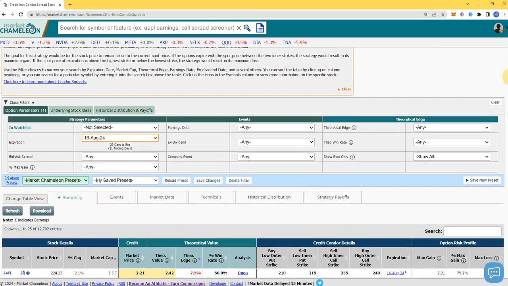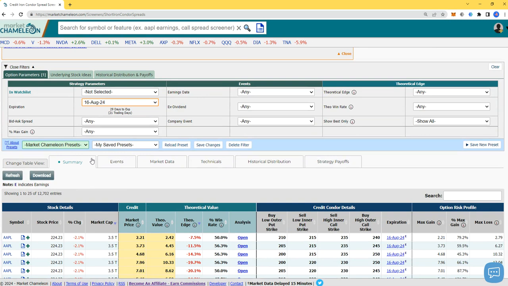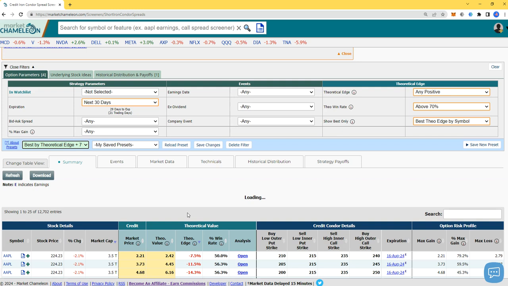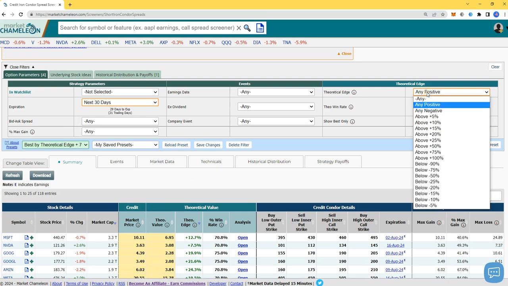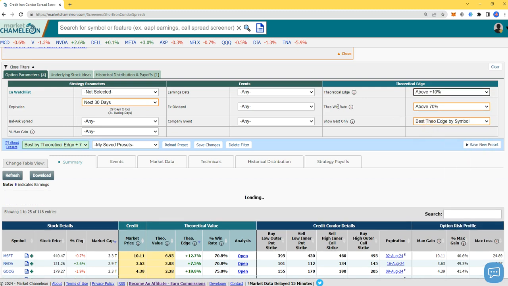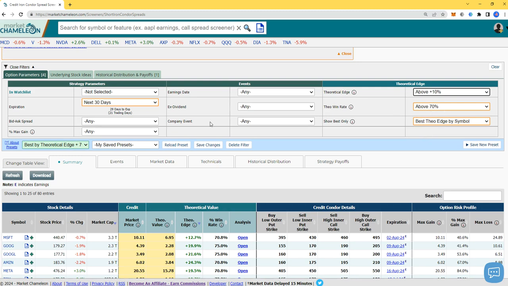So once you find the screener, you've got a couple of options and they really make your life easier. You've got the preset in here, Market Chameleon preset, which is the default. But I like to change to best by theoretical edge plus 70% win rate. I'm gonna show you two options that I like to look at. I look at this every single morning, okay? First of all, I'm going to change the any positive to plus 10%, and the theoretical win rate is above 70%, and all the condors in the next 30 days.